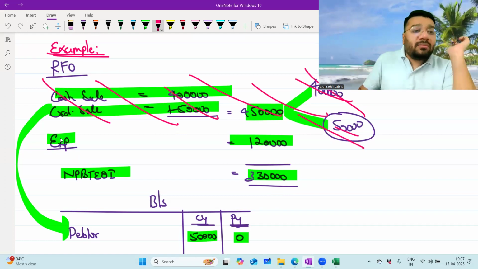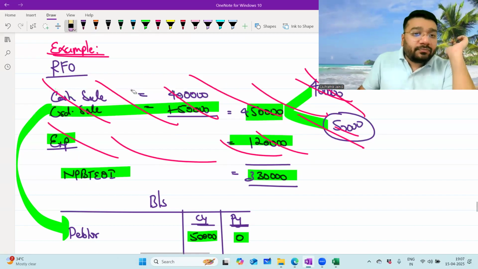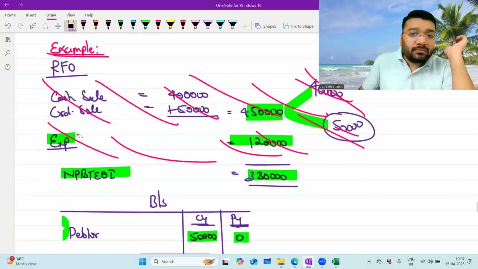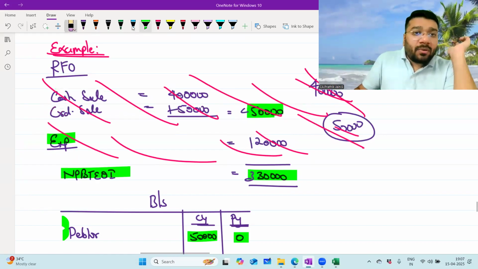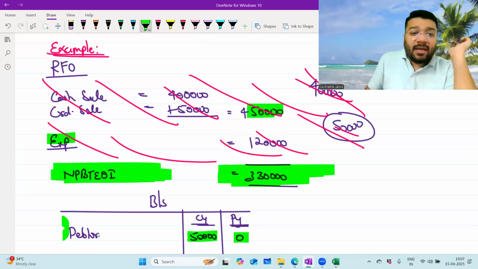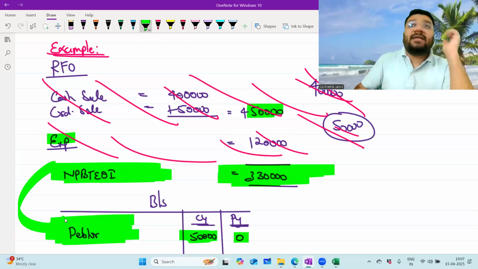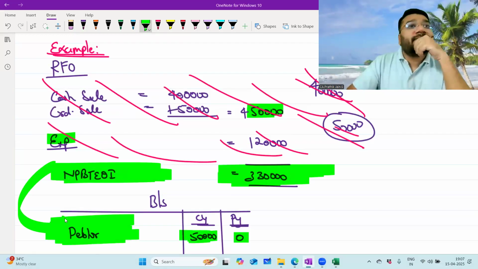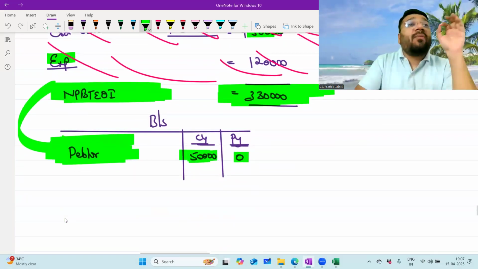Nothing is available. None of this information is available. What is available to you? Information that is available to you is the statement of P&L and the balance sheet. Net profit before tax and extraordinary item 330 is given, and in the balance sheet debtors of 50,000 is given. Only these two pieces of information are present. Are you able to follow? Now you're supposed to calculate the cash flow from operating activity.